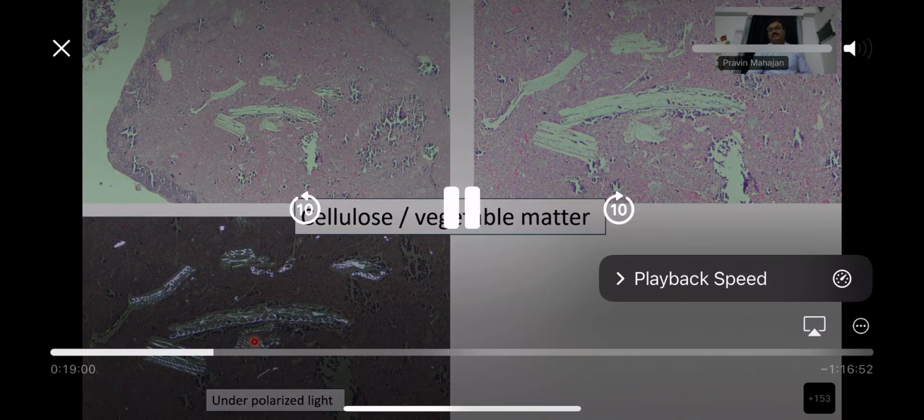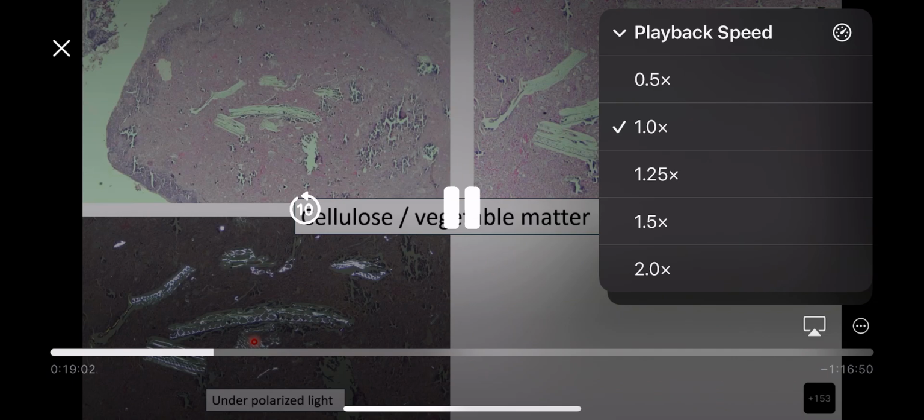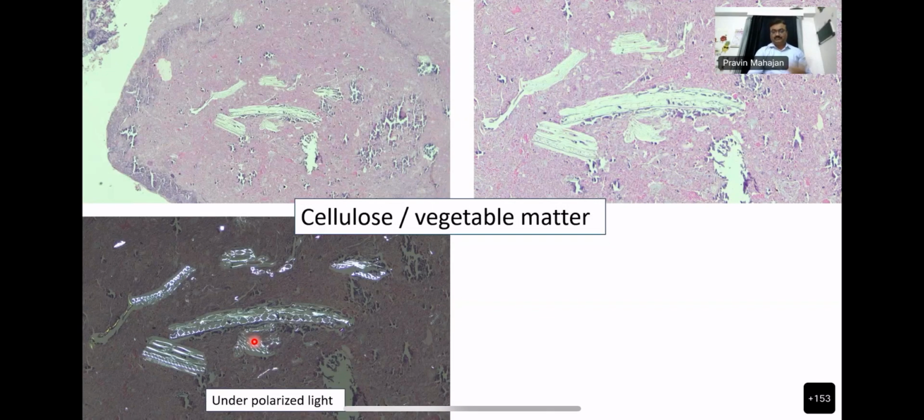These are usually seen within the contents of the intestine. So if you do not wash the specimen properly during grossing, you will see this material. Many times in the appendix lumen, you must have seen this.